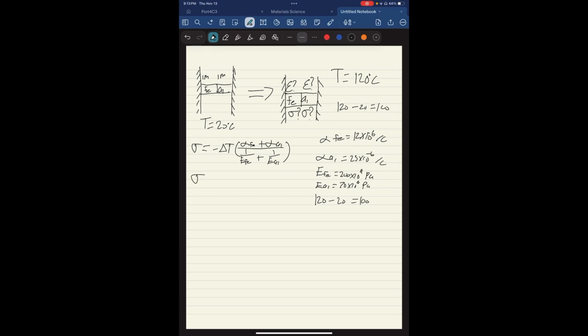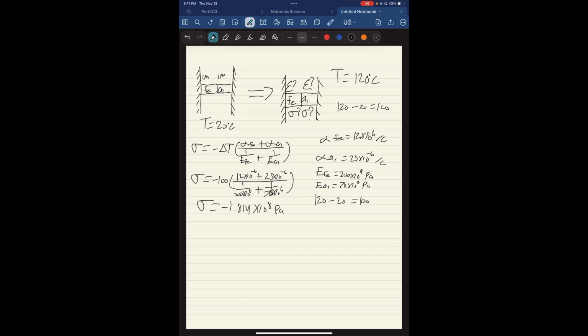Now plugging into this equation, we get the stress equals negative 100 times (12 times 10 to the negative 6 plus 23 times 10 to the negative 6) over (1 over 200 times 10 to the 9 plus 1 over 70 times 10 to the 9). And that'll give us that our stress equals negative 1.814 times 10 to the 8 pascals. And the negative just means that it's in compression, which is what we should expect to see.